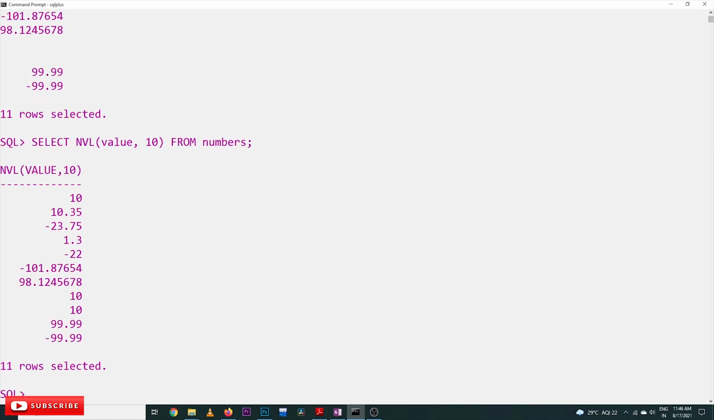Let's try to execute this. See here, the null values are substituted with 10. So this is the use of the NVL function in SQL. Hope you got clarity on this concept.